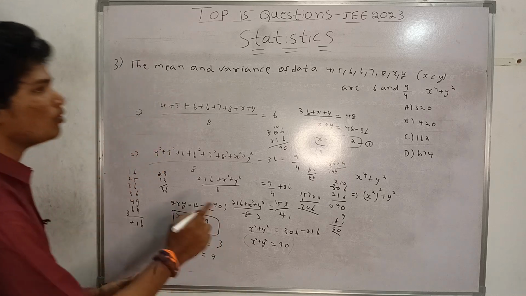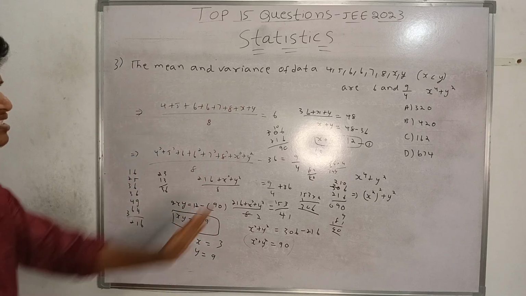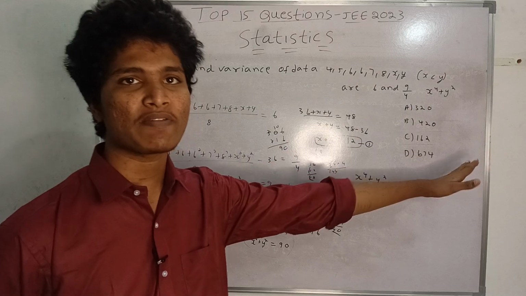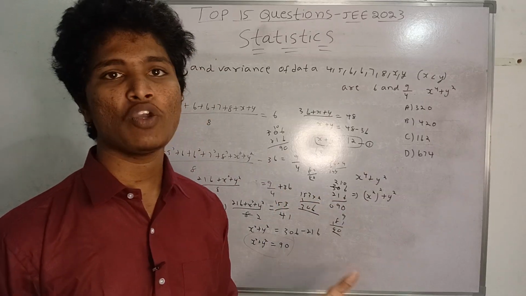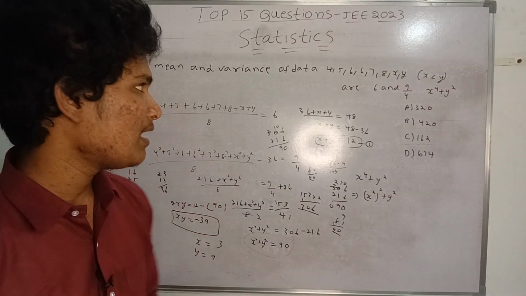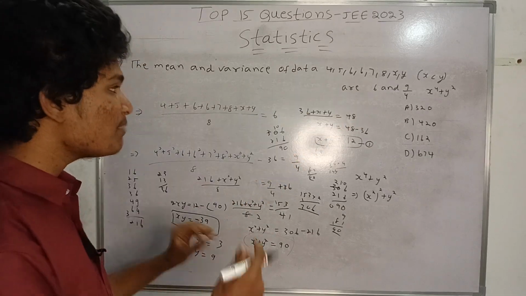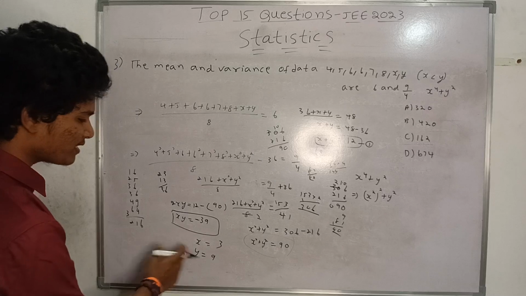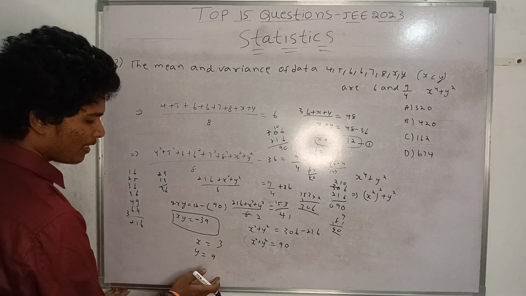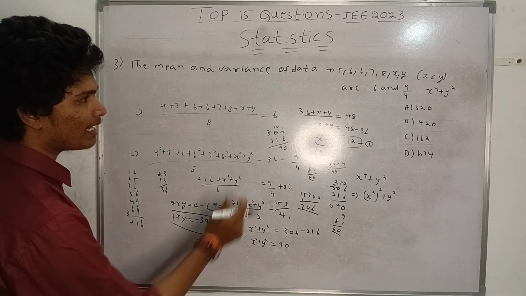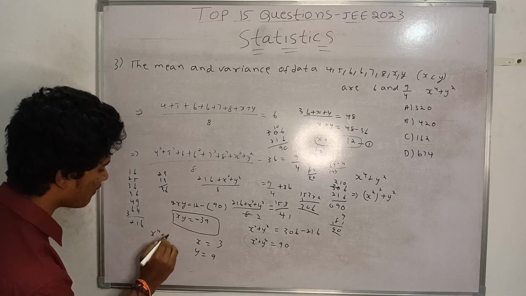And now we have to solve x power 4 plus y square, because there is no formula for x power 4 plus y square. You cannot write it like a cube plus b cube plus 3ab into a plus b, or a square plus b square plus 2ab. Simply you have to assume x equal to 3, y equal to 9, and they are asking x power 4 plus y square.